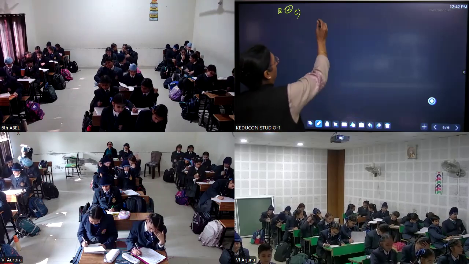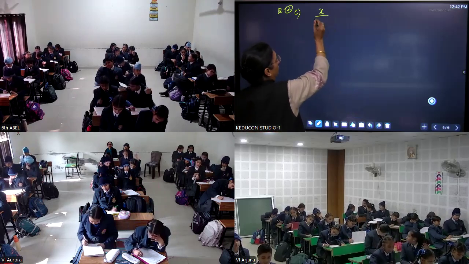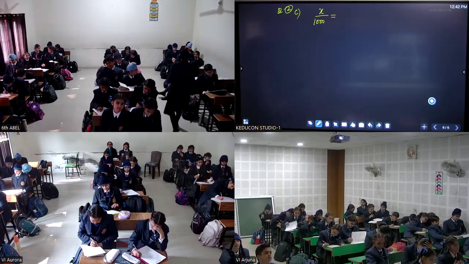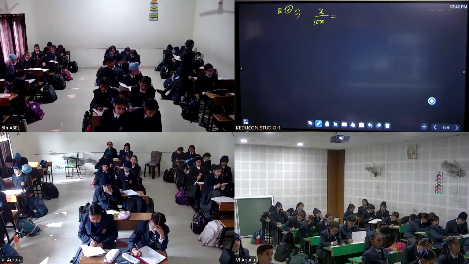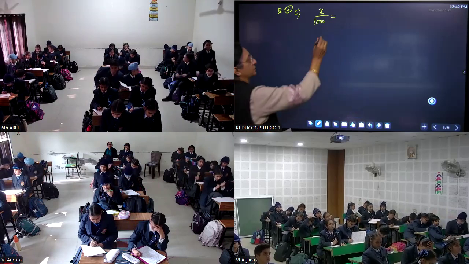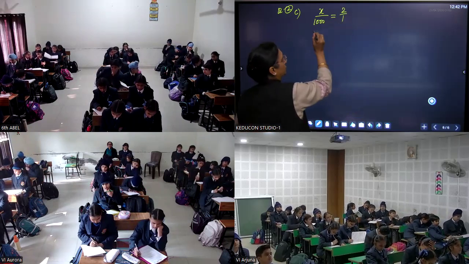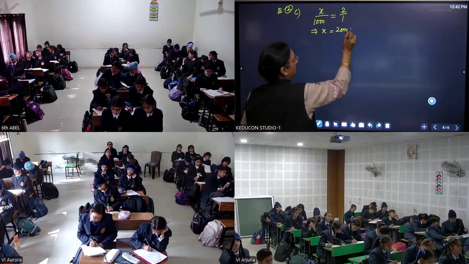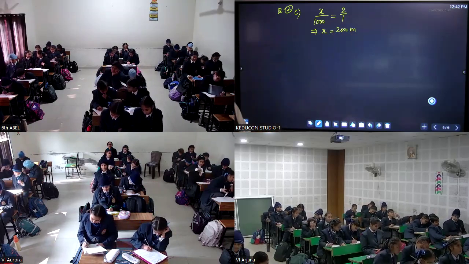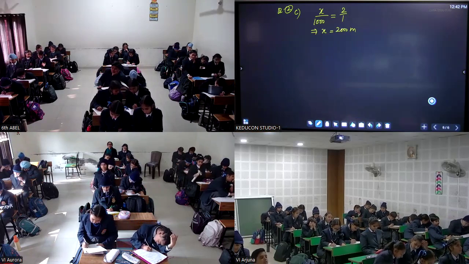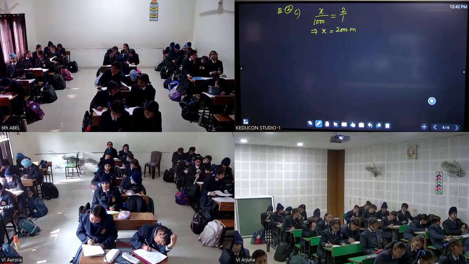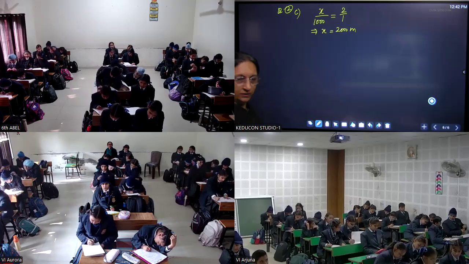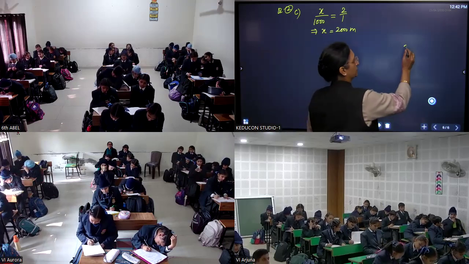You can do it orally also, but otherwise, if you want to write in a proper way, you can write like this: x by 2000, because Raman ratio Aarti will be equal to 2:1. And when you solve it, it is coming out to be x is equal to 2000 meters. You should know the step also. Very good. You should know how it has come. Otherwise, it is oral also. Oral also you know it is 2:1.